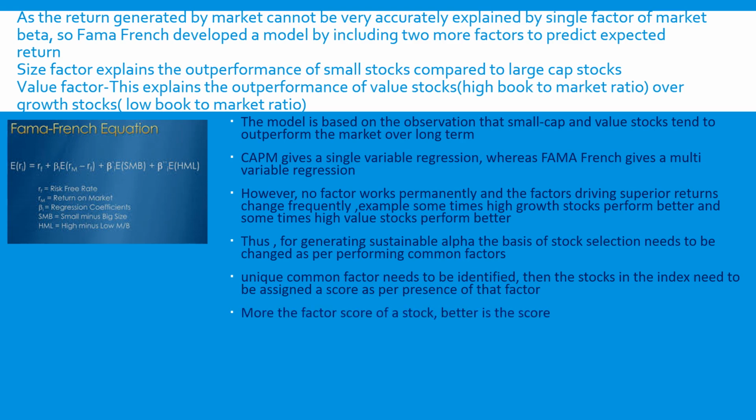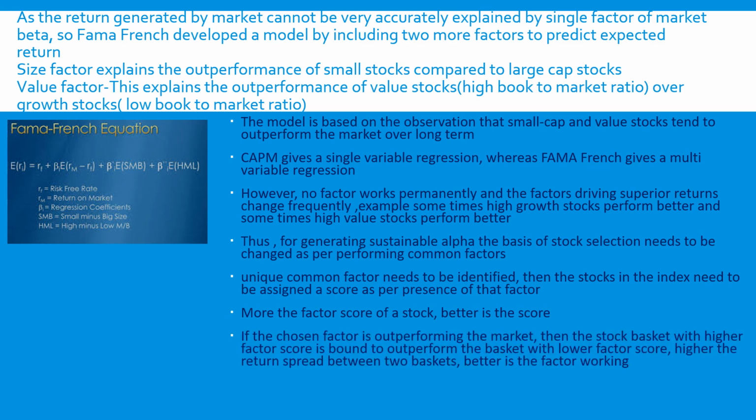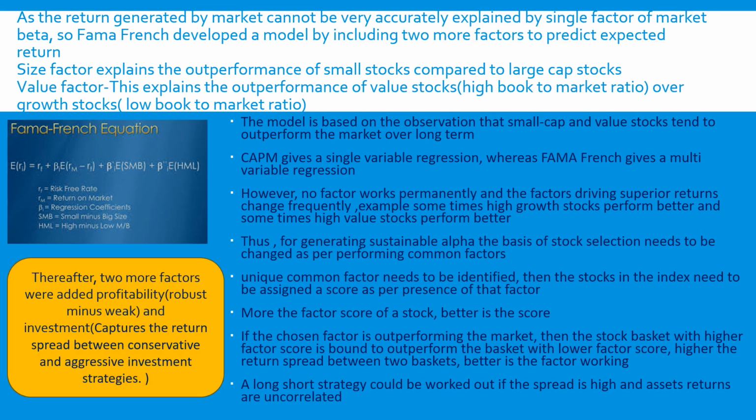The more the factor score of a stock, the better its score. If the chosen factor is outperforming the market, then the stock basket with a higher factor score is bound to outperform the basket with a lower factor score. The higher the return spread between the two baskets, the better the factor is working. A long short strategy could be worked out if the spread is high and the asset returns are uncorrelated. Thereafter, two more factors were added: profitability, that is robust minus weak, and investment, which captures the return spread between conservative and aggressive investment strategies.